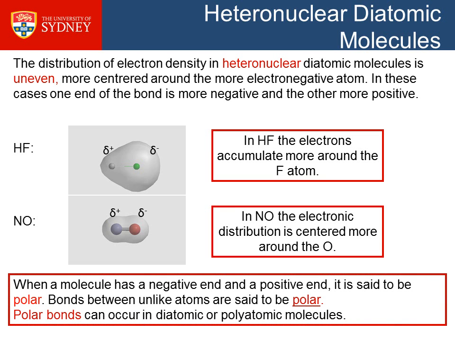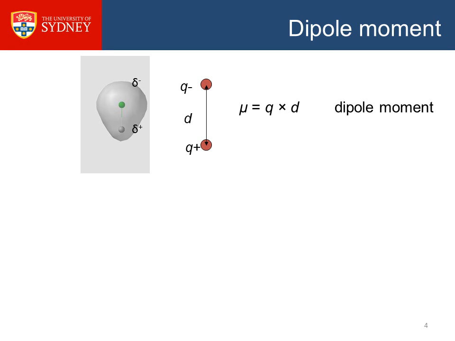When a molecule has a negative end and a positive end, it is said to be polar, and the same can be said about bonds between unlike atoms. Polar bonds can occur both in diatomic molecules and larger polyatomic molecules. A polar molecule can be viewed as a dipole.